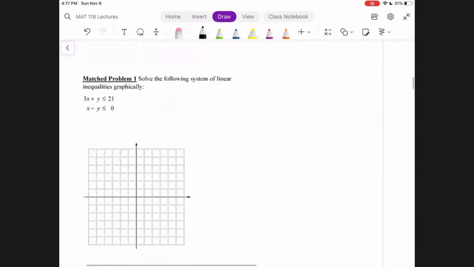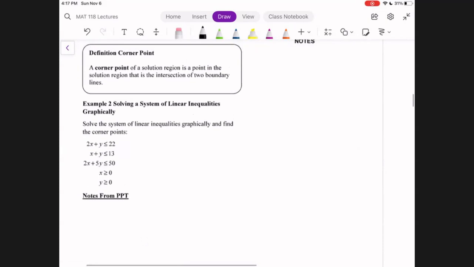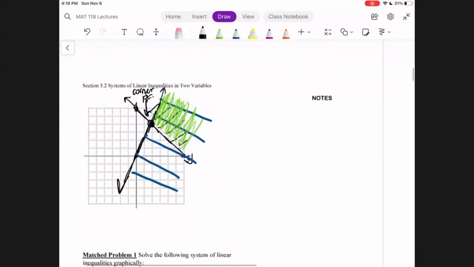You could practice with the next one here if you'd like. It talks about a corner point of a solution region being a point in the solution region that is the intersection of two boundary lines. So in essence, since these two lines make one point right here, that is the corner point. So 2, 4 is the corner point.